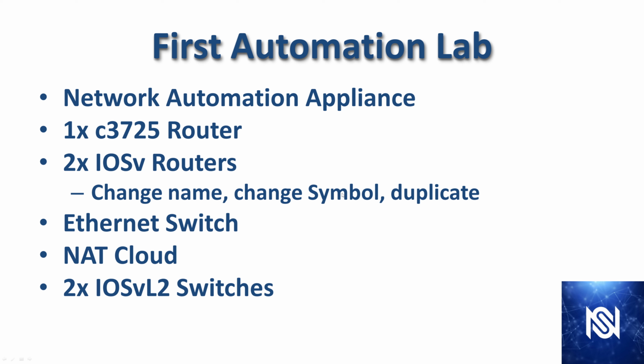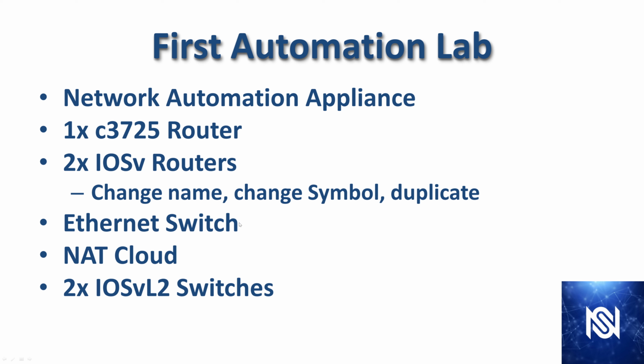Changing the symbol is done by right-clicking on the symbol, and then you can drag down about halfway down on the drop-down menu, and then it allows you to select from one of the other symbols. And then you duplicate a device also by right-clicking on it, and then there's just an option to duplicate the device. It can be quicker to do it that way if you're going to make a bunch of the same type of device. Then I drag on the default Ethernet switch.